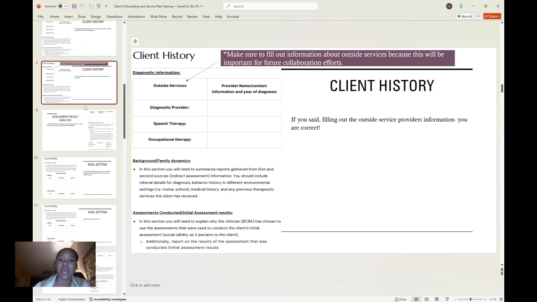If you said anything at all about outside services, you're correct. It's important to fill out this table and recognize that outside services need to be provided here so that it can promote your future collaboration efforts with a speech therapist or even an occupational therapist. So it's important to write down the information about other outside service providers, because speech therapists and occupational therapists can be addressing some of the other skill deficits that you see with your clients, like oral motor skills or gross motor, fine motor skills deficits. So it'll be important to make sure you have their contact information listed here.